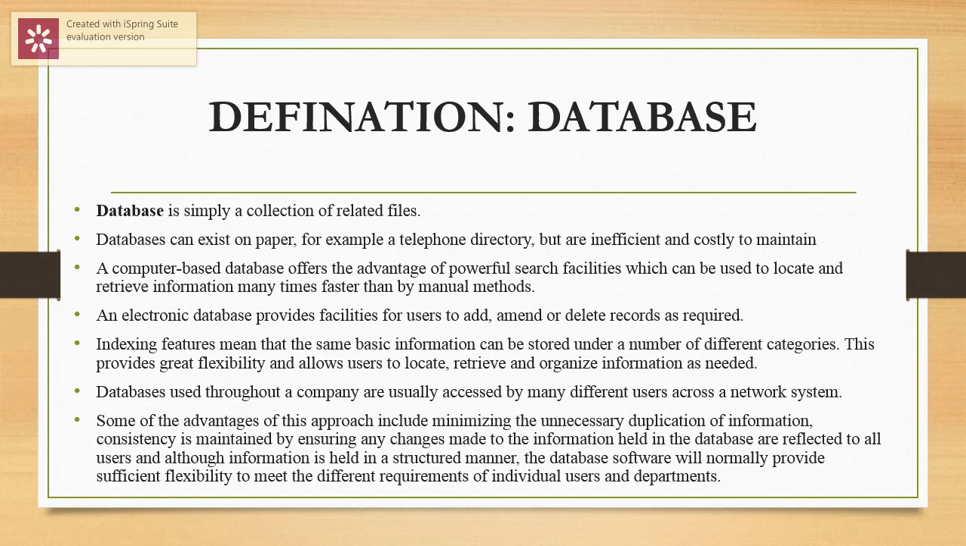Indexing features means that the same basic information can be stored under a number of different categories. This provides great flexibility and allows users to locate, retrieve, and organize information as needed. Databases used throughout a company are usually accessed by many different users across a network system. Some of the advantages of this approach include minimizing the unnecessary duplication of information. Consistency is maintained by ensuring any changes made to the information held in the database are reflected to all users, and although information is held in a structured manner, the database software will normally provide sufficient flexibility to meet the different requirements of individual users and departments.